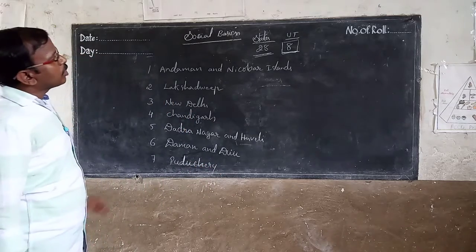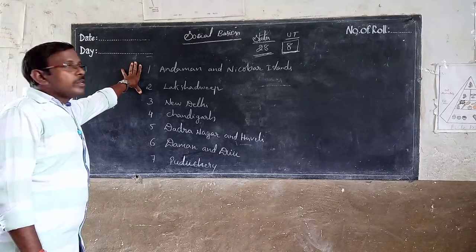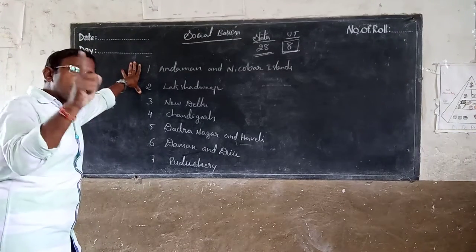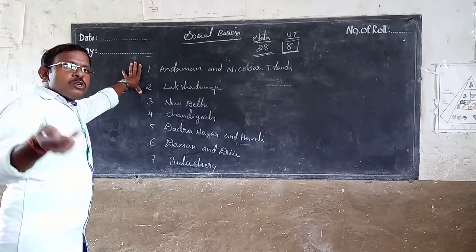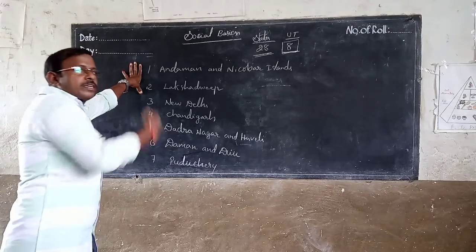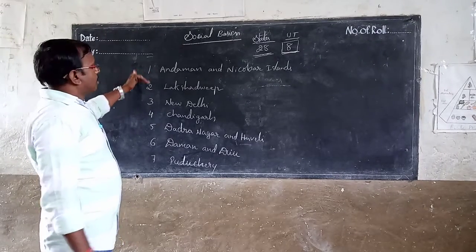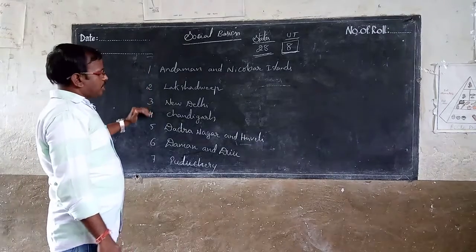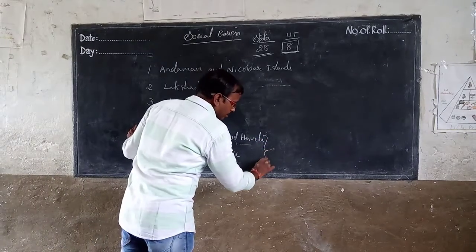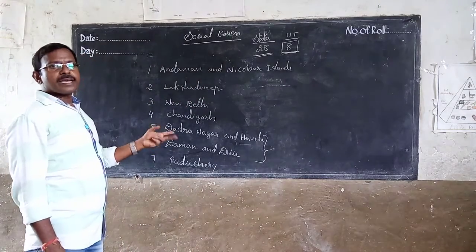Like this we had 7 union territories before. Recently, two union territories were joined as one union territory, and two union territories were newly added. What are those? Andaman Nicobar Islands, Lakshadweep Islands, New Delhi and Chandigarh are there. Dadra Nagar Haveli and Daman and Diu were merged as one union territory.